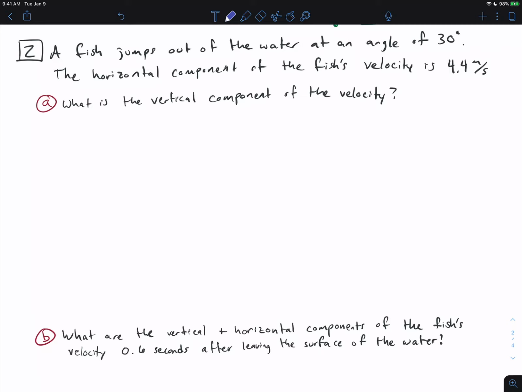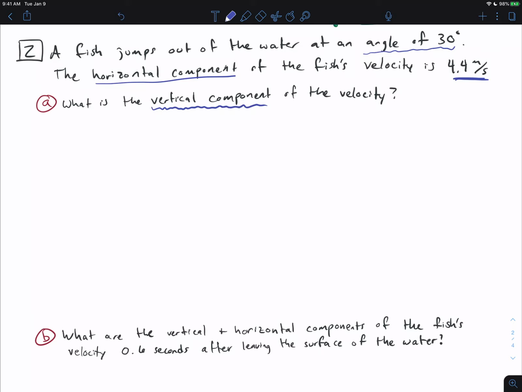Okay, so in this example, we have a fish jumping out of the water at a certain angle. Right here our angle is 30 degrees. And we know the horizontal component of this fish's velocity. So let's go ahead and highlight some of this information here. We know that it is jumping out at an angle of 30 degrees. We know the horizontal component is 4.4 meters per second. And we are looking for the vertical component of this velocity, right? So this is going to be the first step that we're doing. Very similar to the previous problem that we worked with.